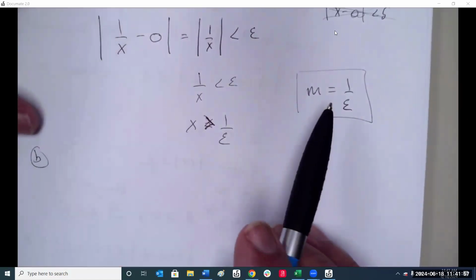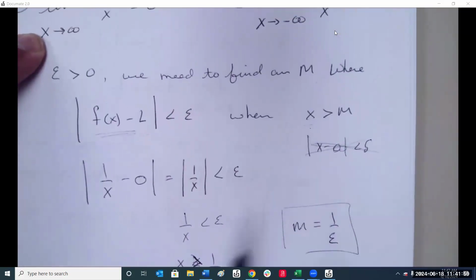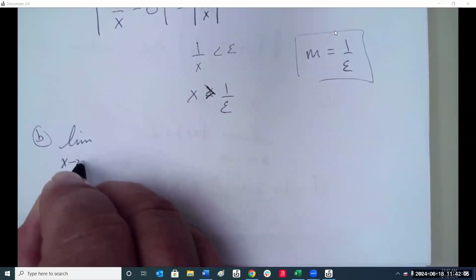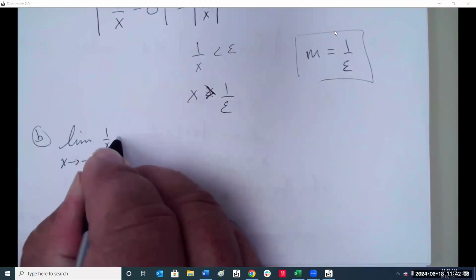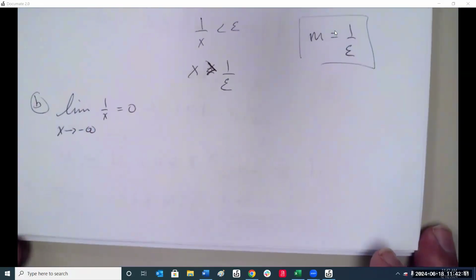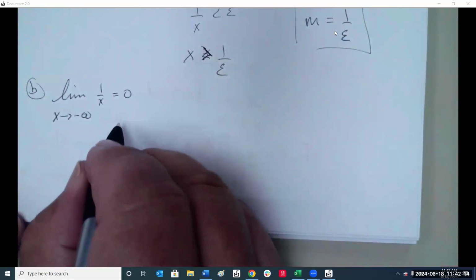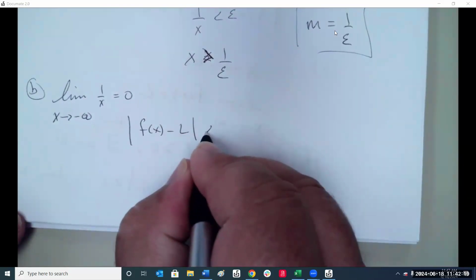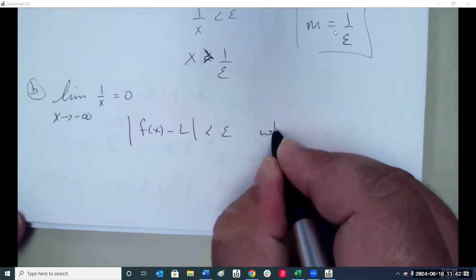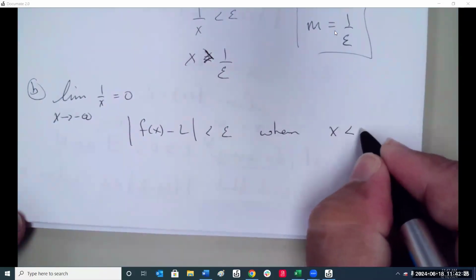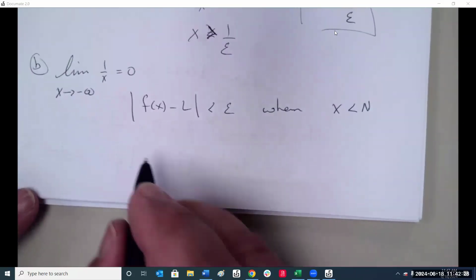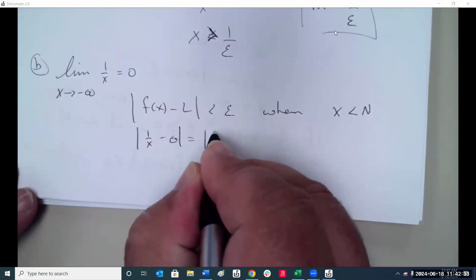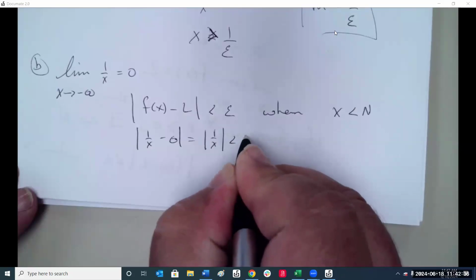So that's for the M part. That's for x goes to infinity. Now we've got to look at x going to negative infinity, and now we've got to prove this. Same reasoning. So we have the absolute value of f of x minus L is less than epsilon when x is less than N. 1 over x is less than epsilon.